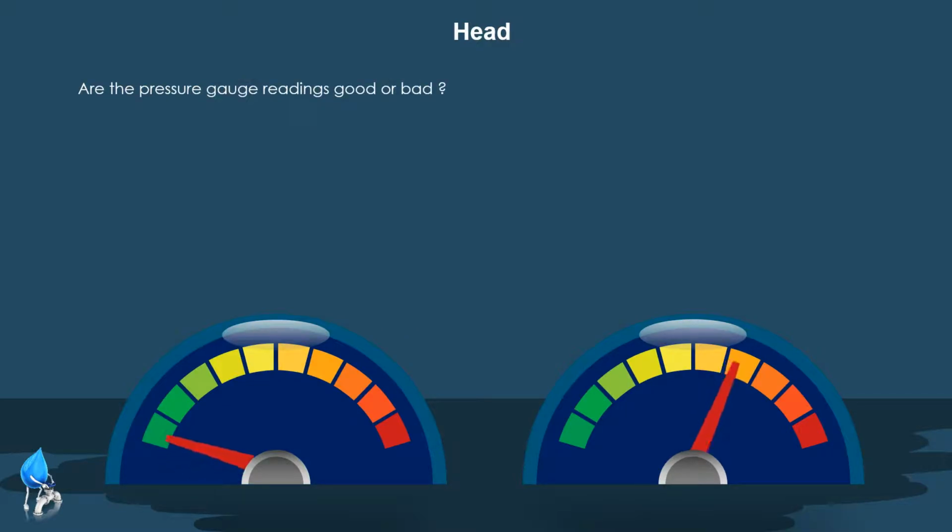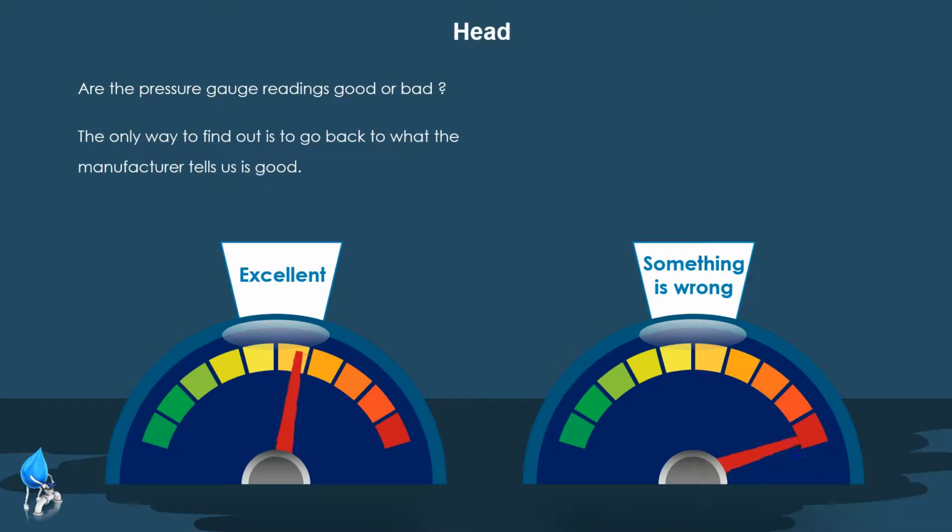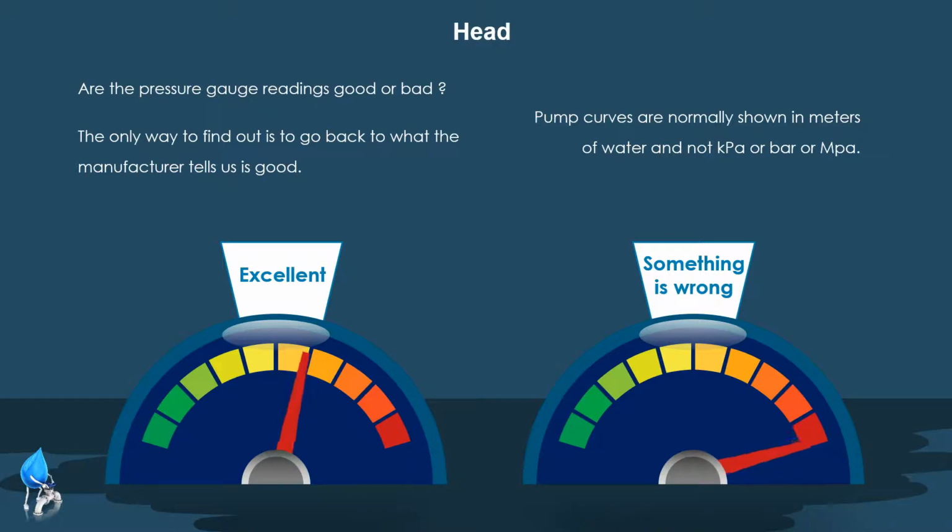So how do we know if the pressure gauge readings are good or if they are bad? If you walk into a station, do you think an engineer will know the difference between a reading that is good or bad, or is there more information that is required and something that is site specific? The only way to find this out is you have to go back to the original manufacturer and they'll tell you if it is good or if the readings you're getting are bad. The difference is all manufacturers' data are in meters and not in kilopascals, bar or MPa that you normally read off a pressure gauge. And let's just delve into why this is.